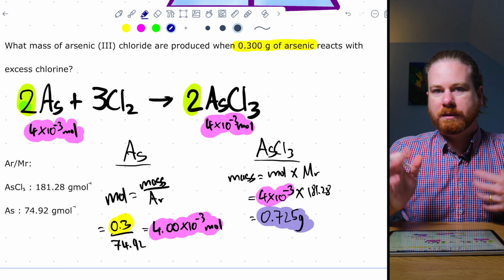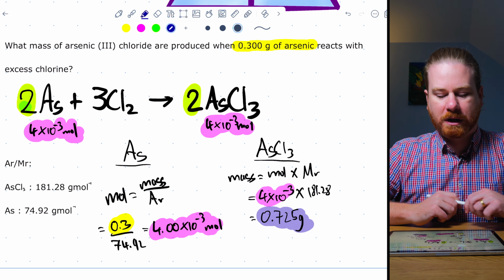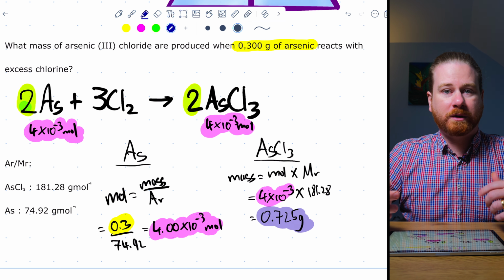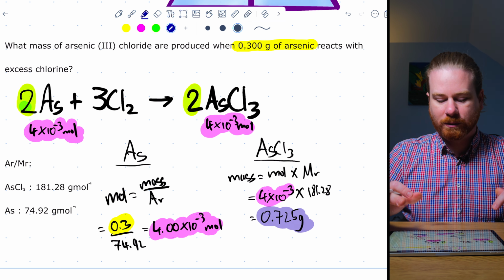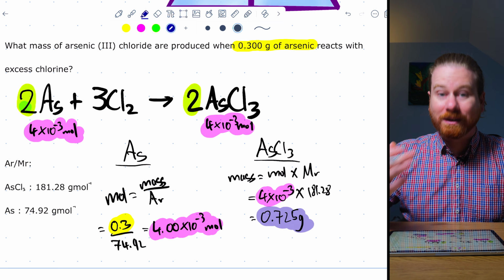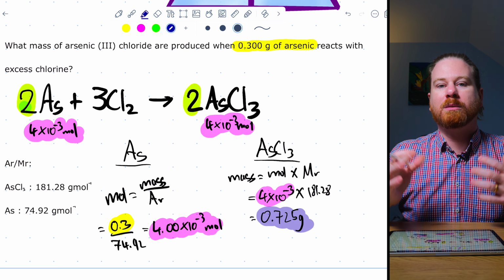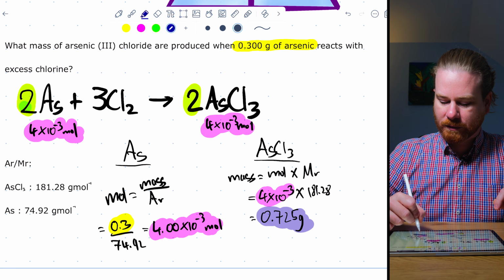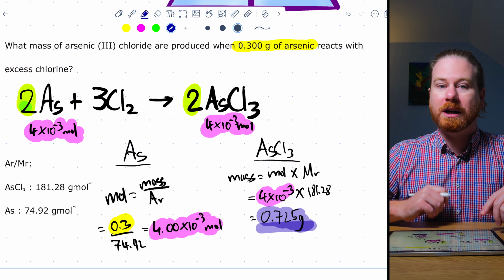So you'll start to see a theme and a pattern arrive with doing these types of questions. You're always converting something into moles, and then once you've got the moles of one thing, you know the moles of everything in the equation, and then you're converting moles back into something else. So in this case, we're converting the moles back into a mass.